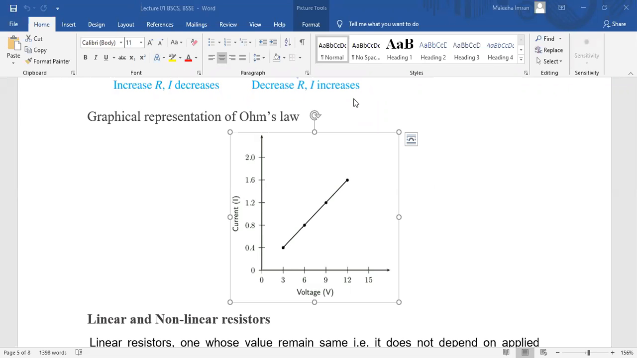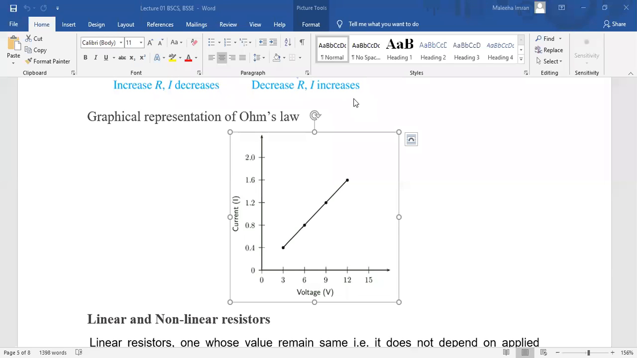Last time we saw Ohm's law, and Ohm's law is actually the relation between the three electrical variables: voltage, current, and resistance. And we found that Ohm's law is defined as the current passing through any wire will be directly proportional to the applied voltage and inversely proportional to the resistance. So we determined the expression that V is equal to IR.